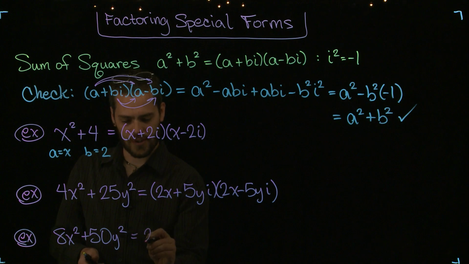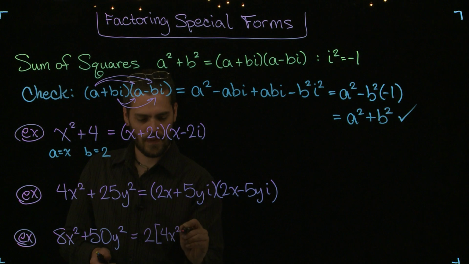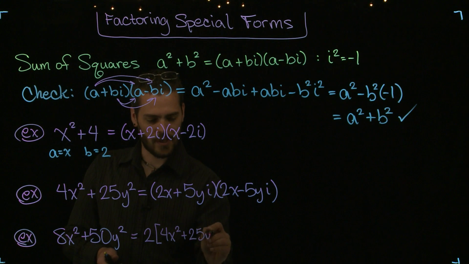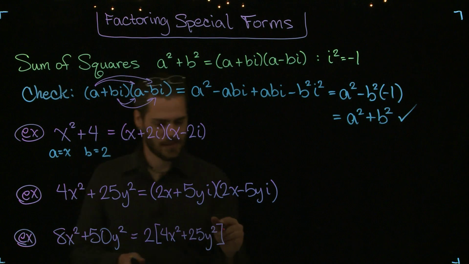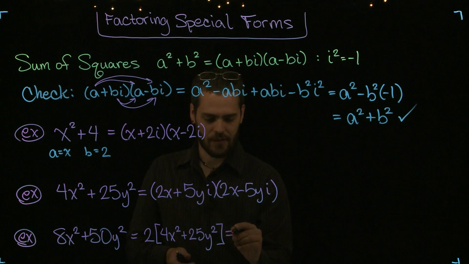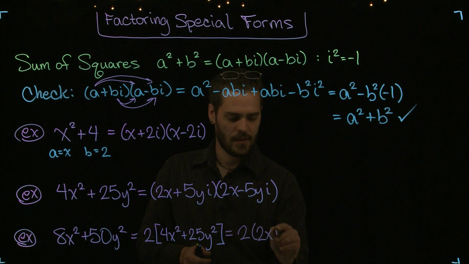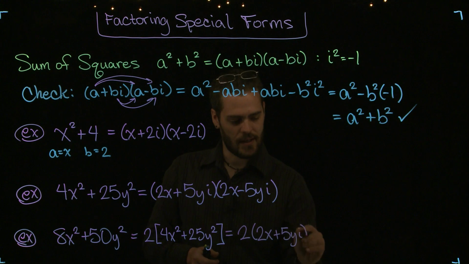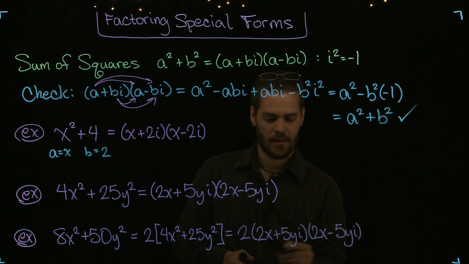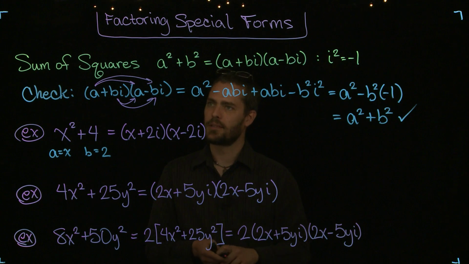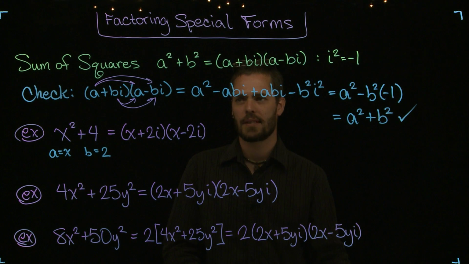So we're going to take out 2 first, and then we're looking at 4x squared plus 25y squared, which looks exactly like the previous example. And we know that this thing factors into those two guys. So our final result, don't forget your greatest common factor, is 2 times 2x plus 5yi times 2x minus 5yi. And that's it. Piece of cake. All right. Now we're going to move on to the next special form I wanted to talk about, which was the perfect square trinomial.